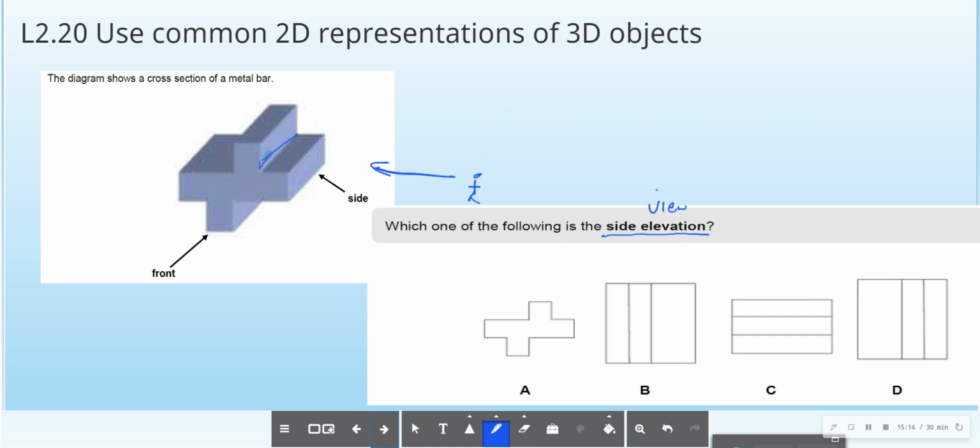So here, we'll be able to see this. We'll be able to see this. And we'll be able to see this part underneath here. Okay. So we'll be able to see basically 3 horizontal rectangles, which is C.